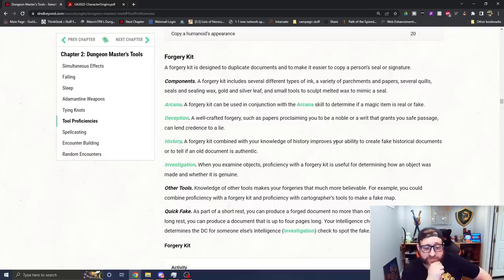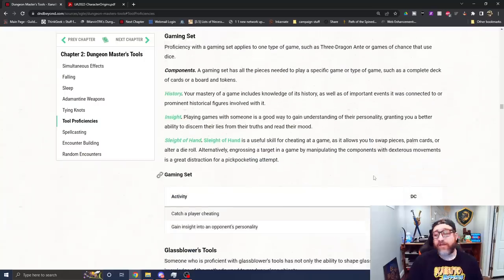History. A forgery kit combined with your knowledge of history improves your ability to create fake historical documents or to tell if a document is authentic. Investigation. When you examine objects, proficiency with a forgery kit is useful for determining how an object was made and whether it's genuine. How about a gaming set? That's one people don't often take.